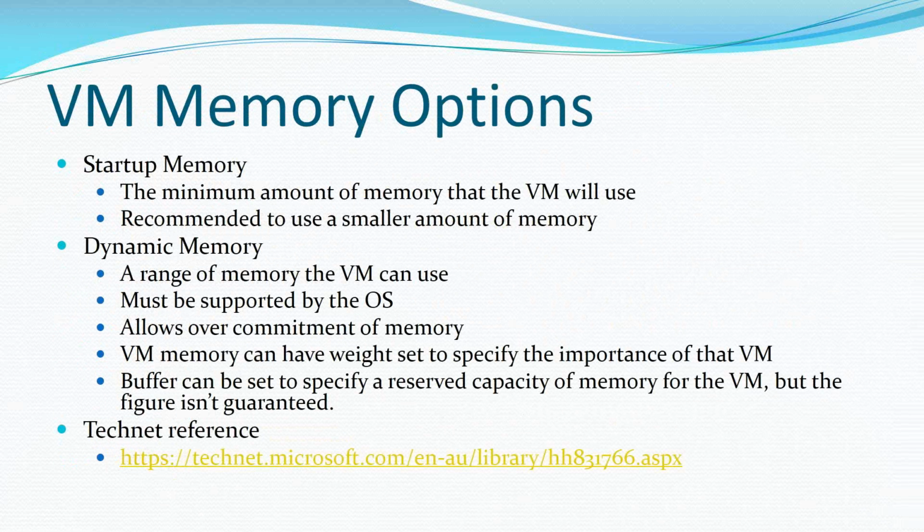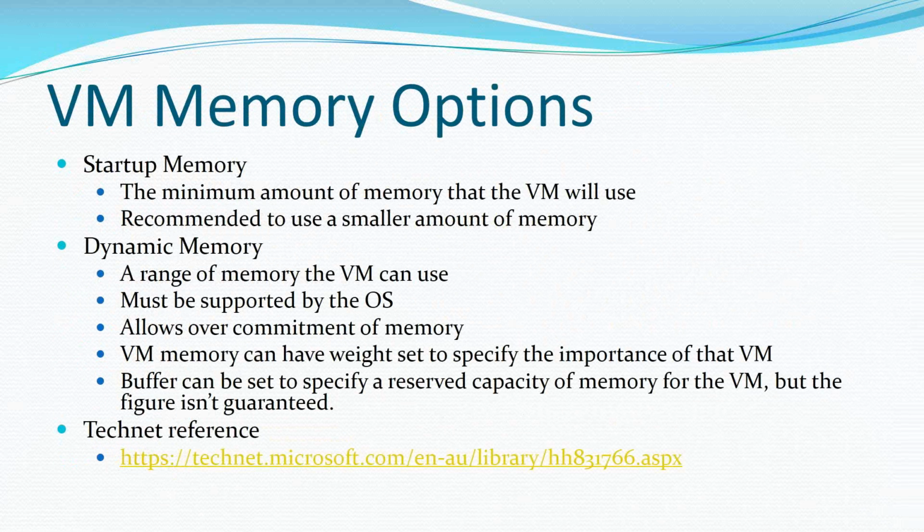So you've got two main memory options within Hyper-V. The first one is the startup memory. Startup is the minimum amount that a VM needs to boot. For example, if I've got a server with a 2 gig RAM requirement, it won't boot with anything less than 2 gig of RAM. That's what I want my startup memory to be.